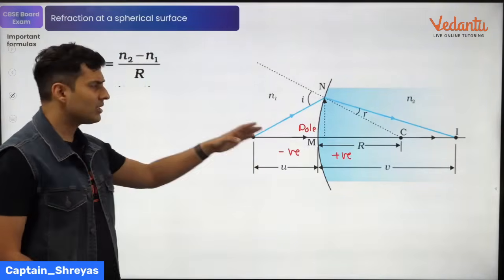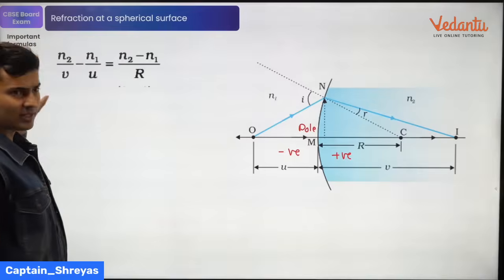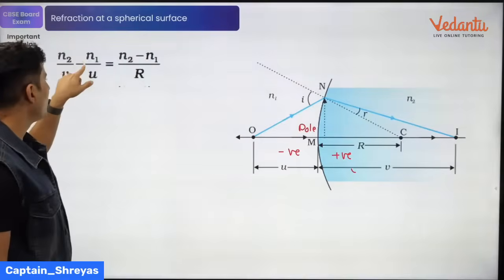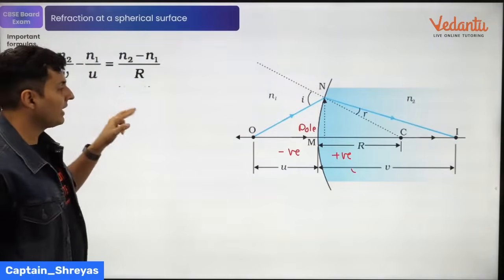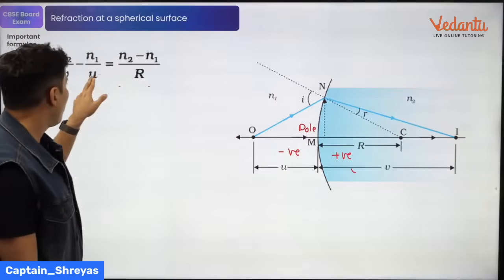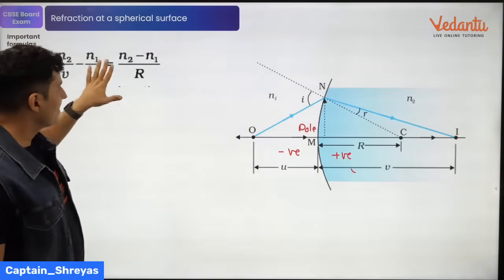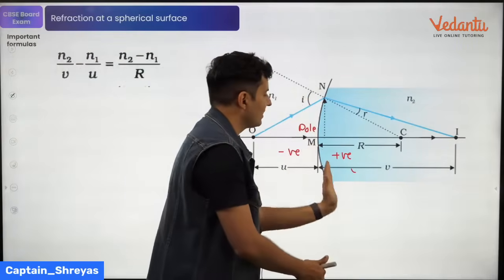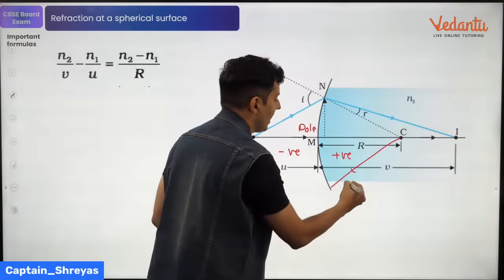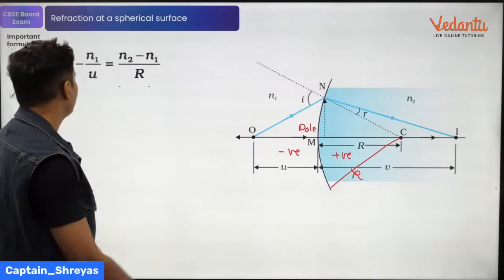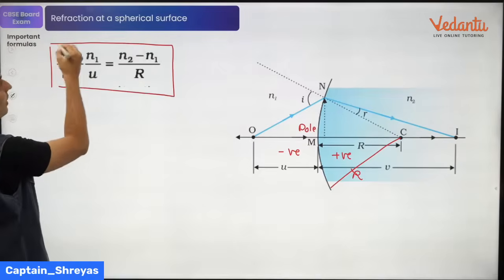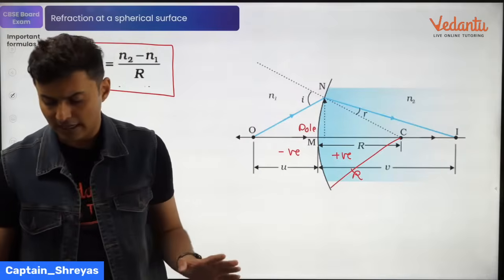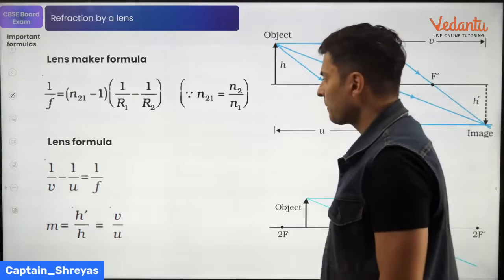Then to locate the image, use this formula: refractive index of the second medium by the image distance, minus refractive index of the first medium upon the object distance, is equal to the difference of the refractive indices by the radius of curvature. This is basically curved, so it will definitely have some kind of a radius. So this is the formula you'll use for curved surface or spherical surface refraction. Very simple. Use sign convention. That's all. Okay.